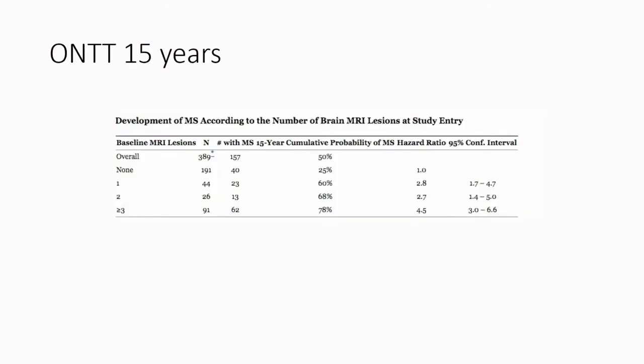And this is just the 15-year results. The higher the burden of lesions in the brain, the higher the risk of multiple sclerosis. And it can go up to 78% if you have three lesions or more.